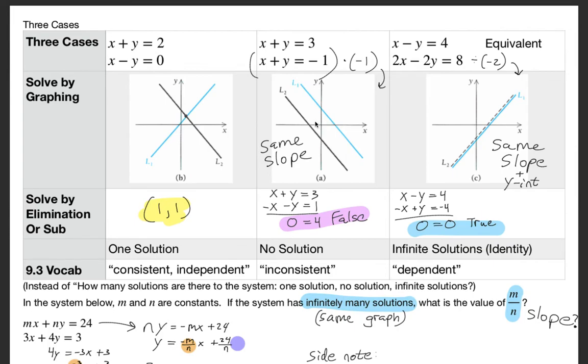Let me try elimination. So I'm going to try and eliminate the x's. Multiply it by -1 to get positive x here and negative x here. And when you add them, you get nothing. Often students won't even write the 0. They'll be like, well, 3 + 1 is 4, but I don't even know what to write over here. Technically, you can write 0 is equal to 4. And as soon as you do that, you see this is a false statement.